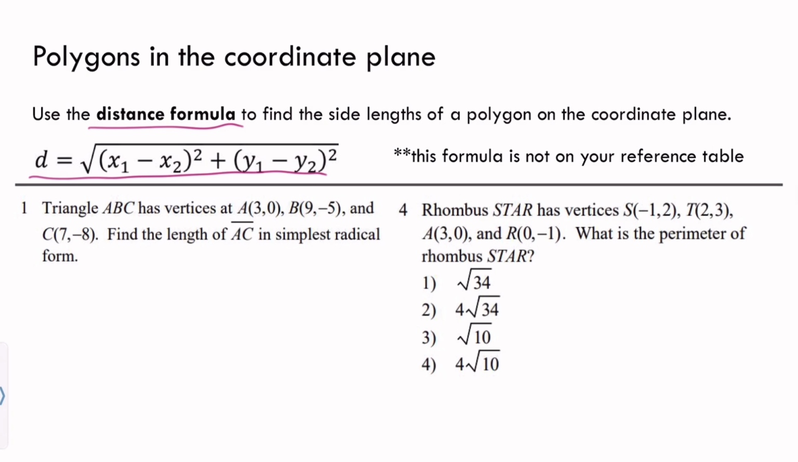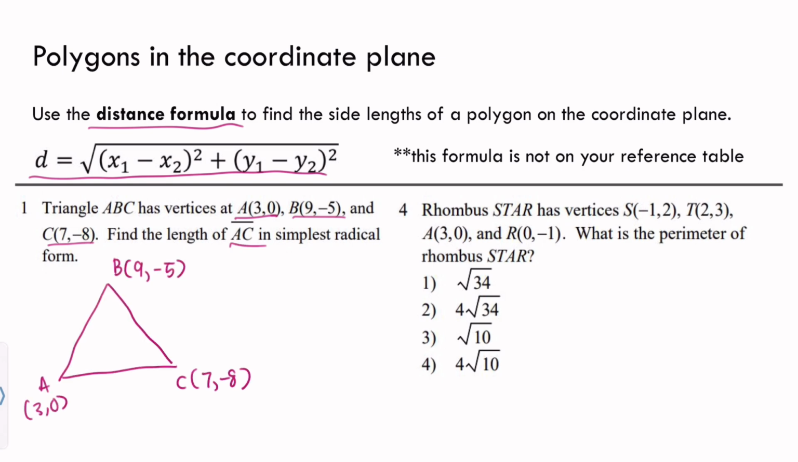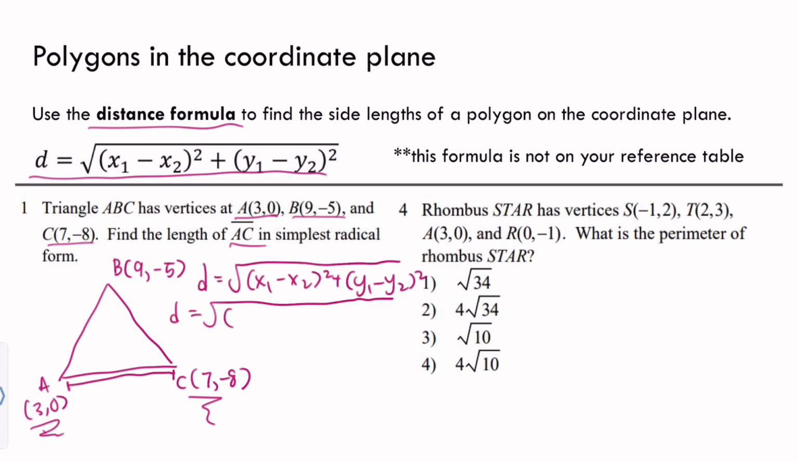Number 1 says triangle ABC has vertices at A is (3, 0), B is (9, -5), and C is (7, -8). Find the length of AC in simplest radical form. So we want to find the length of AC. Okay, so all we need to do is just plug the coordinates of these 2 points into the distance formula. So distance is equal to the square root of (x1 minus x2) squared plus (y1 minus y2) squared. It doesn't matter which one you assign to be 1 or 2. So I'll just do 3 minus 7 squared plus y1, which is 0 minus negative 8 squared.